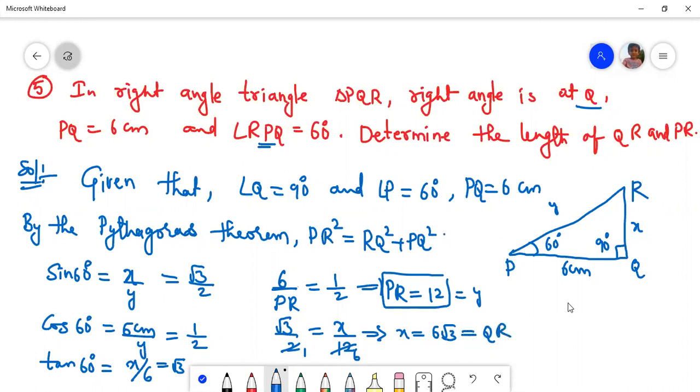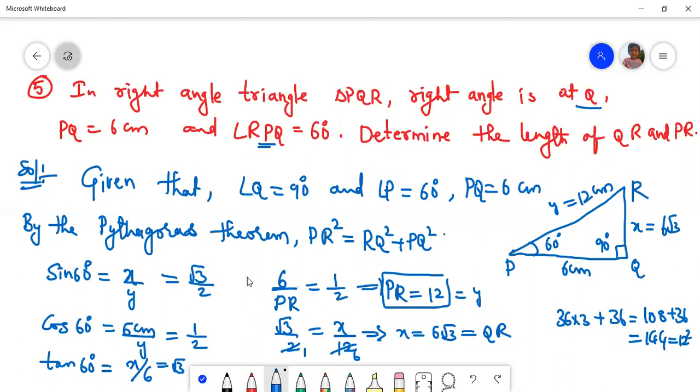Just we can check here. QR square means 6 sixes are 36 into 3 plus 6 sixes are 36. It is equal to 6 threes are 18, plus 1, 3 threes are 9, 108, plus 36 is equal to 144. This is equal to 12 square. Therefore, QR equal to 6 root 3, PR is equal to 12 centimeter.